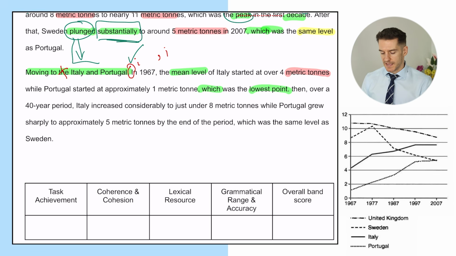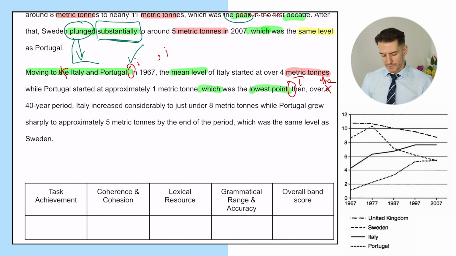Now, moving on to the next sentence, I already see an issue. Pause the video. What is the issue? Well, I hope you said this should be a capital T. Then, over a 40-year period, well, there's also another mistake here. We shouldn't say a, we should say the, because we know which 40-year period. Okay, we know that we're talking about the 40-year period in the actual graph or chart that we're looking at.